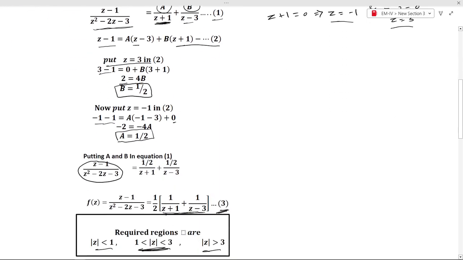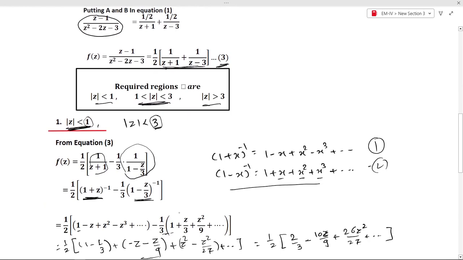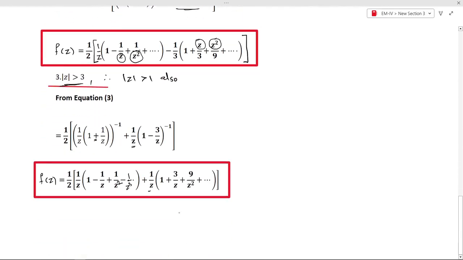So the regions are mod z less than 1, mod z in between 1 and 3, and mod z greater than 3. Remember, this is the equation of a circle having center at the origin with radius r. So we have two circles with the center at the origin, but the radii are 1 and 3 respectively. These are the two circles. One circle is this, the other circle is this one. The center of both is the origin, only the radius differs.